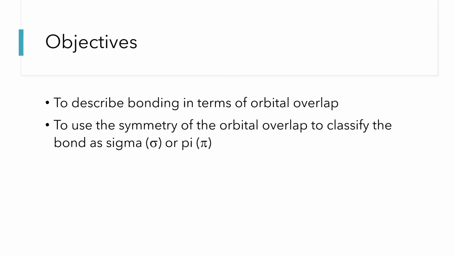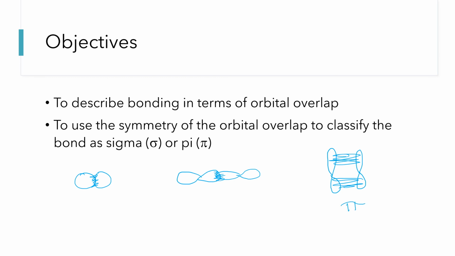With valence bond theory, we describe bonding in terms of orbital overlap. If the overlap of orbitals is cylindrically symmetric, like an s orbital overlapping with an s orbital, or the head-to-head overlap of p orbitals, we call that a sigma bond. If it's not cylindrically symmetric, and we have a p orbital on one atom and a p orbital on the next overlapping side to side, we call that type of overlap a pi bond.